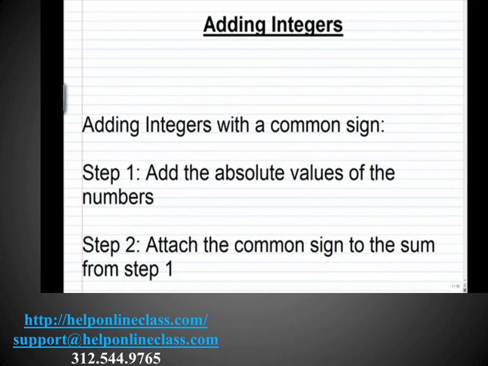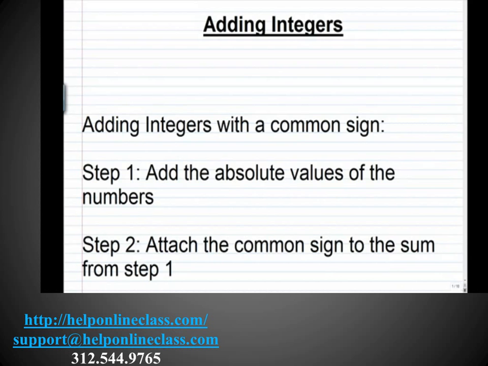Step number one, add the absolute values of the numbers. So meaning you're going to ignore the signs and just treat all the numbers as if they were positive, right? Step number two, you want to attach the common sign to the sum from step one. So basically, if you're adding a negative to another negative, your answer is negative. And if you're adding a positive to another positive, your answer is going to be positive.